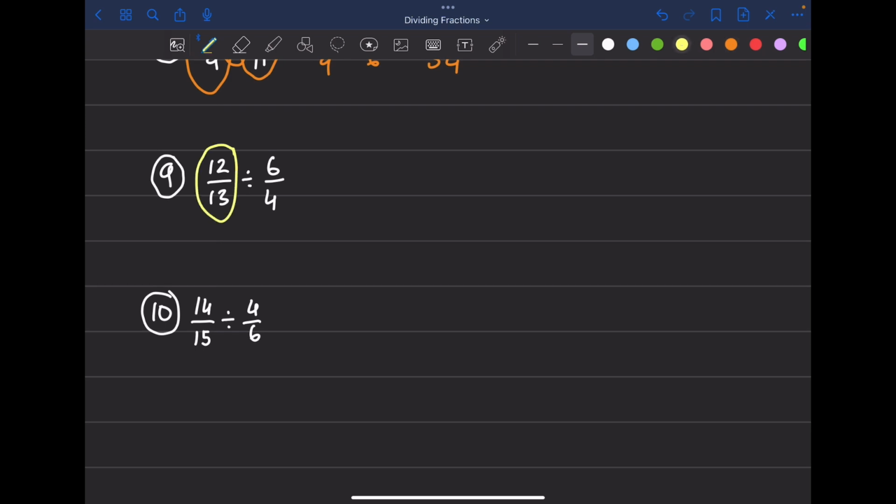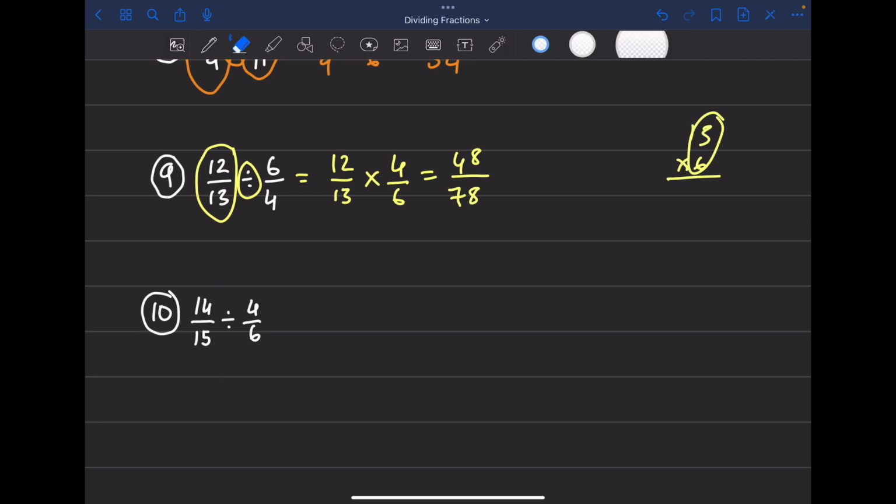Question number 9, pretty simple once again. So same, keep the first fraction the same. 12 over 13. Change division to multiplication. Flip the next fraction. So instead of 6 over 4, we would have 4 over 6. Multiply again. So 12 times 4 is 48. 13 times 6 is 60 plus 18, which is 78. Let's do it on the side again. So 13 times 6. 6 times 3 is 18, so 8 and 1 on top. And then 6 times 1 is 6, plus 1 is 7, so 78. And we are done with this once again.